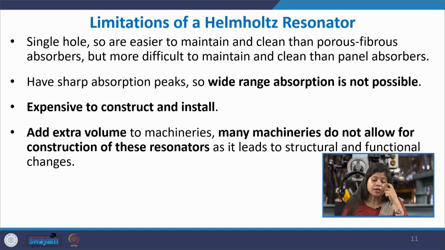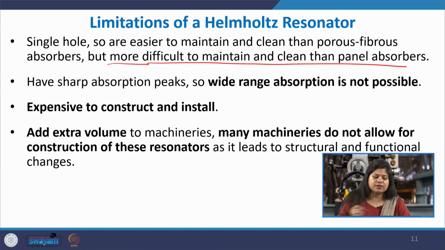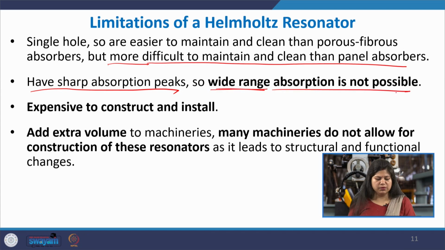What are the limitations? Although they are easier to maintain and clean than porous fibrous absorbers, they are more difficult to clean than the panel absorbers. And the very critical limitation which really bugs the noise control engineers is that it has extremely sharp absorption peaks. So, wide range absorption is not possible. This limits its usage. We can only use it for those sound sources where the noise is peaking at some specific frequencies, with no broadband content in the sound, because it can only do selective absorption, pinpointing some specific frequency values.